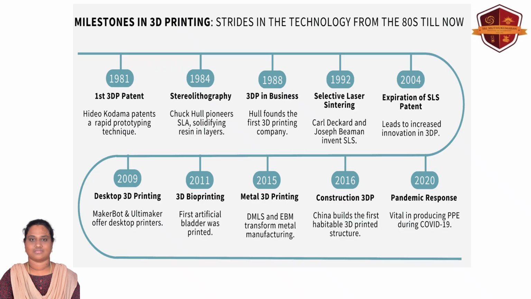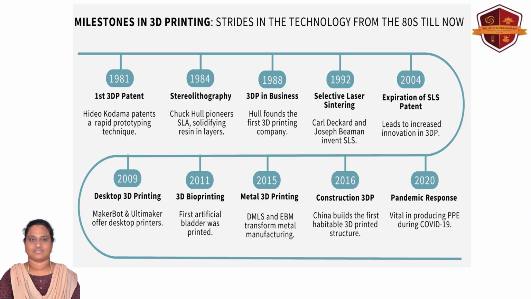In the year 2011, the first artificial human bladder was successfully printed and opened applications in medical and tissue engineering. This enabled research in organ printing. In the year 2015, technologies like direct metal laser sintering and electron beam melting emerged. Then, printing of complex metal parts was allowed and widely adopted in aerospace, automotive, and medical implants.